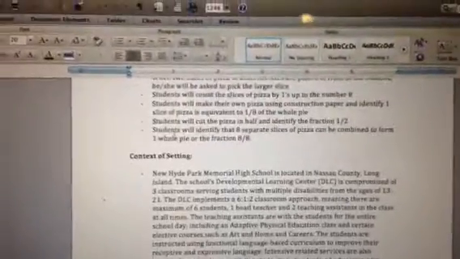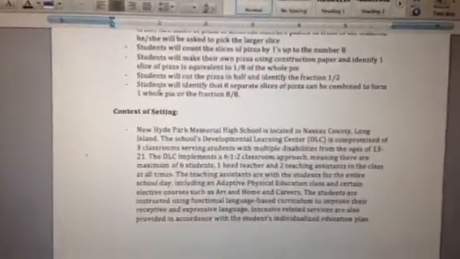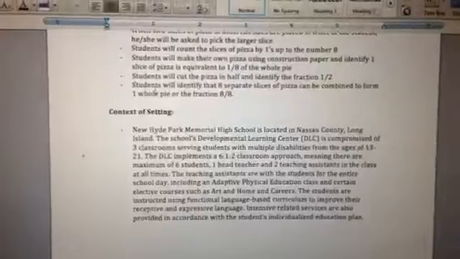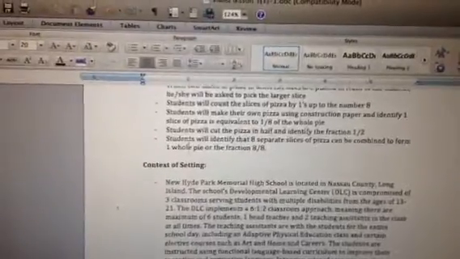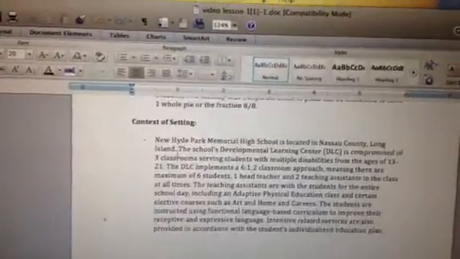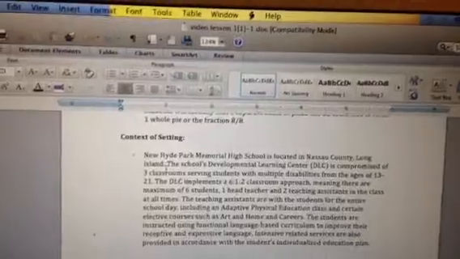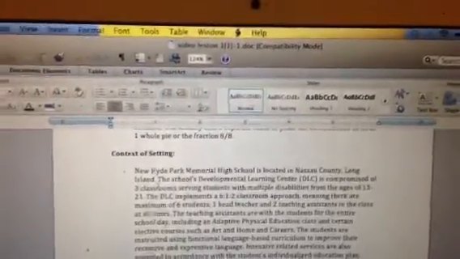The teaching assistants are with the students for the entire school day, including an adaptive physical education class and certain elective courses such as art and home and careers. The students were also instructed using functional language-based curriculum to improve their receptive and expressive language. Intensive related services were also provided in accordance with the students' IEPs, or Individualized Education Plan.